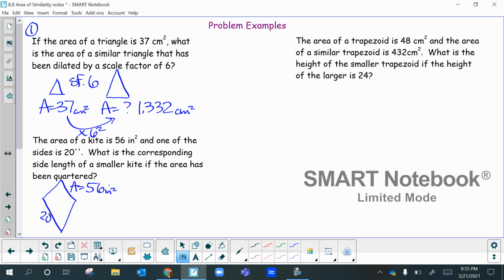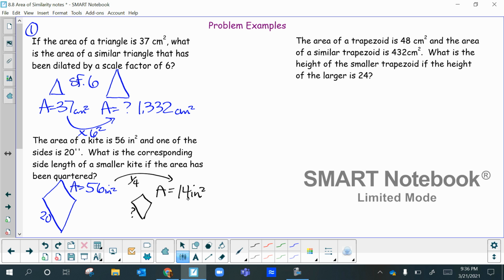And then now we have a much smaller kite. In fact, 1/4 the size. It's asking what is the side length. I guess we don't need to find the area, but the area has been quartered. If you wanted to find the area, you would go 1/4 the size. So what is 56 divided by 4? 14. So this area, and we didn't have to find that, but there it is. And so the side length that corresponds to this 20 is the one we need to find.